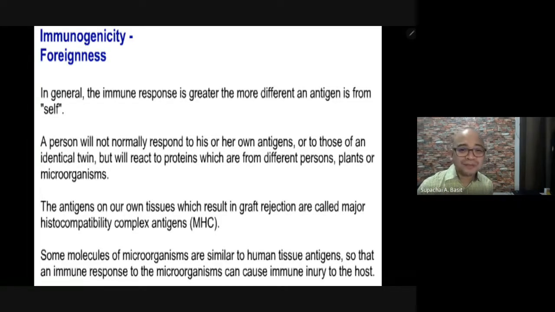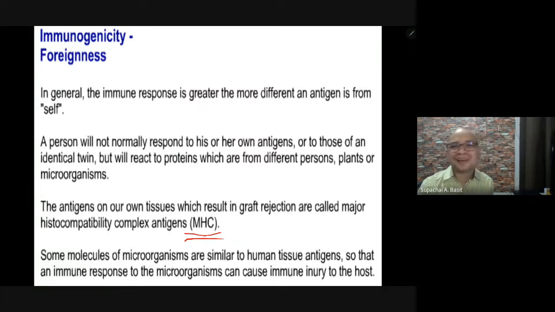Okay? Or for those of you who have twins, you are lucky because you have the same genetic makeup, and if the same organ is transplanted to you, more or less, you will not be rejecting that. But we will react to proteins coming from a different person, plants, or microorganisms. Therefore, we cannot just transplant kidneys from one person to another, or just transfuse blood from one person to another. The antigen of a different person's tissue results in graft rejection, because we have the so-called major histocompatibility complex antigens, which we will be discussing later on. Some molecules of microorganisms are similar to human tissue antigens, so that an immune response to the microorganisms can cause immune injury to the host.